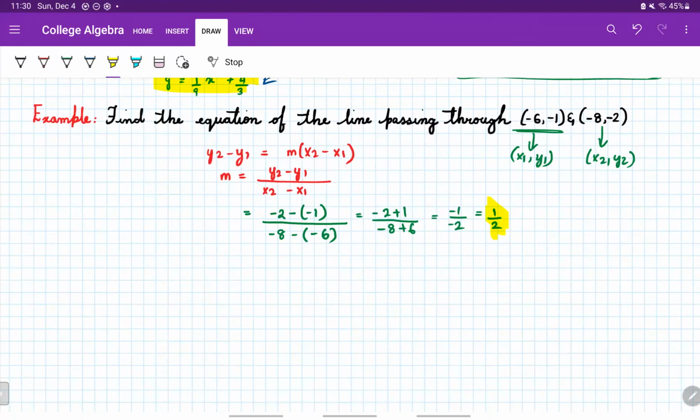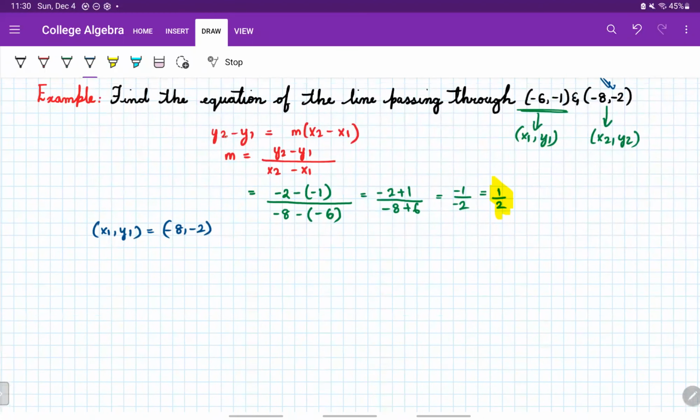Now we have m, which is the slope, and we have 2 points. Now again, we can choose whichever point we want and try to find the equation of the line that's passing through that point, which has a slope of 1 by 2. I'm going to use the second point here. So I'll have x1 comma y1 equals negative 8 comma negative 2 as a point, and I'll plug it in into our point slope form here.